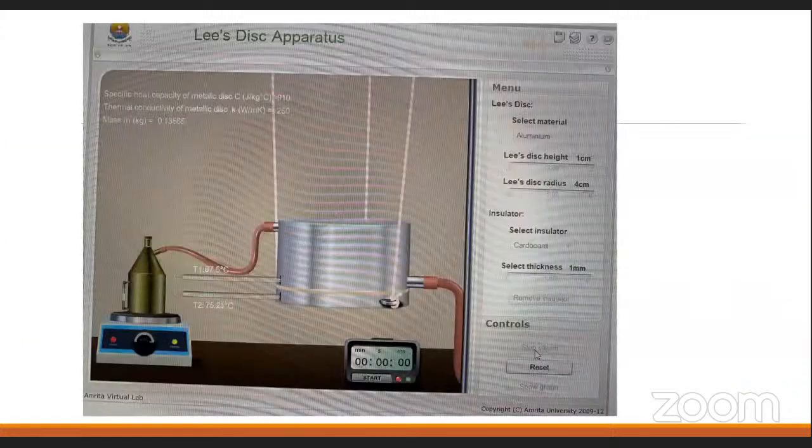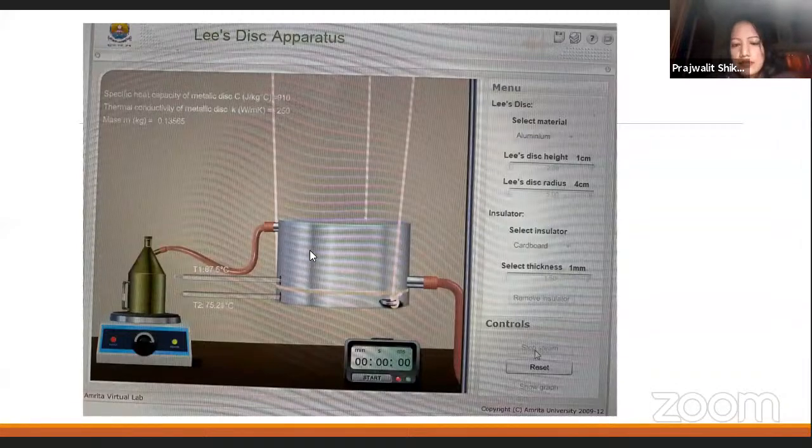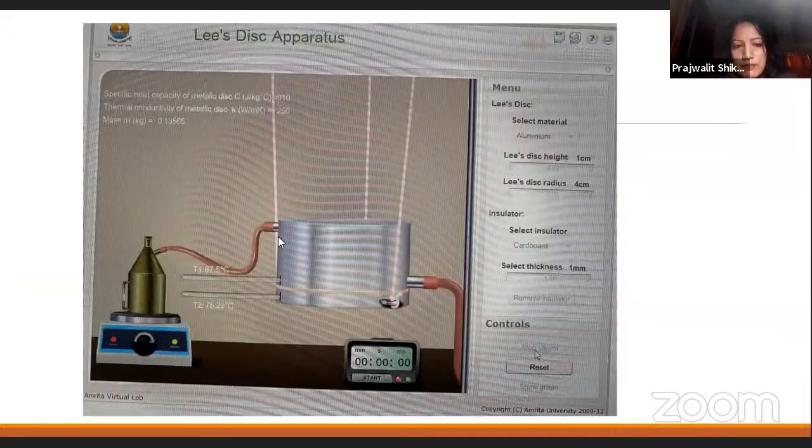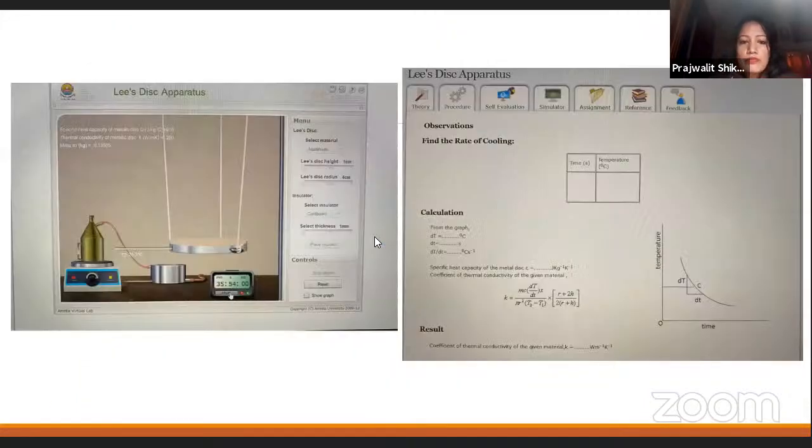It's okay. Yeah. So this is the setup we do in the real lab. I've just explained the variables that we can change, and in the real lab, it is impossible to have this many variations in this particular experiment. That can be done here, on the right hand side. There are two parts in this experiment. In the first part, we keep the cardboard in between and start the experiment. In the next part, we remove it.